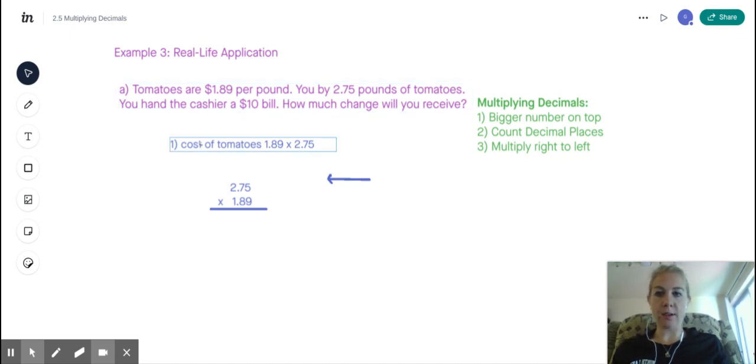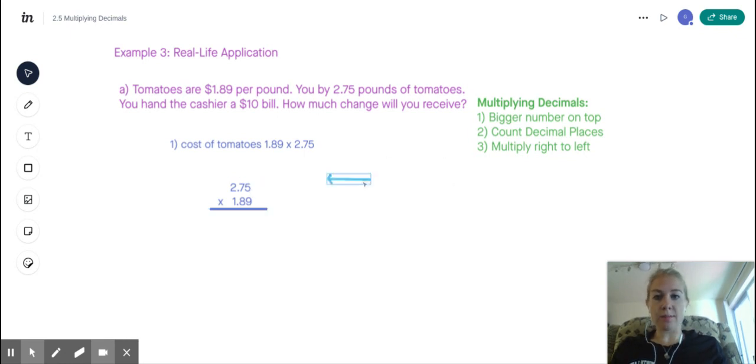Okay, so step 1 is to find the cost of the tomatoes. So we're going to take the 1.89, that's the cost per pound, times 2.75, because that's how many pounds of tomatoes we're buying. I've already got that lined up over here because step 1 said to put the bigger number on top, which was 2.75.